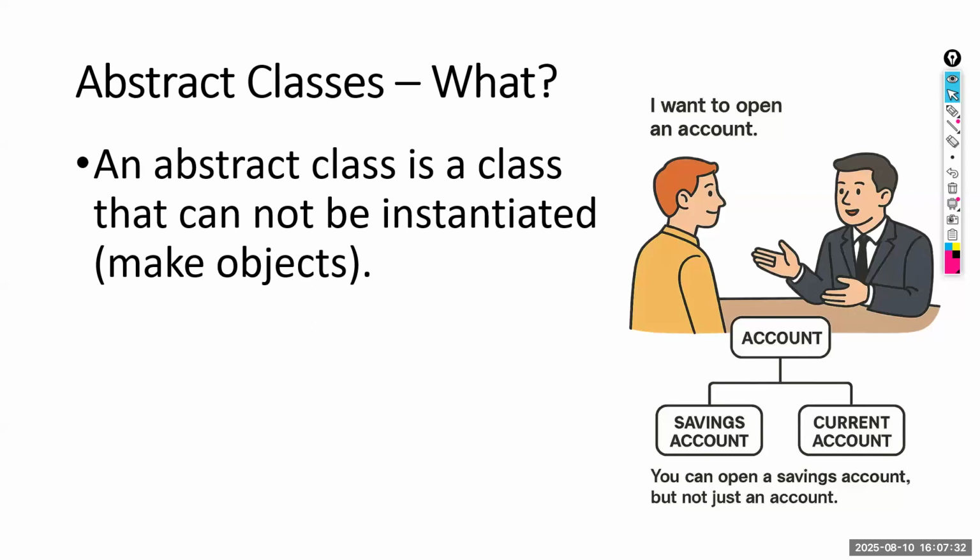Mark it as abstract. For example, if you go to a bank, there are different types of accounts. Savings accounts are there, current accounts are there, super savings accounts are there, and special savings accounts for women and children. Those are special classes of savings account.